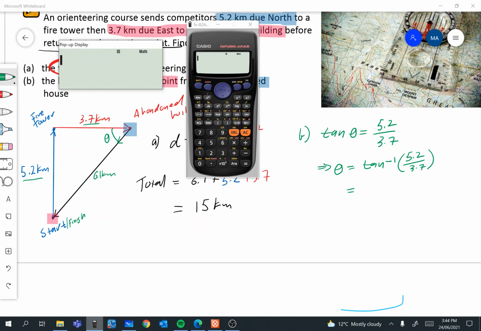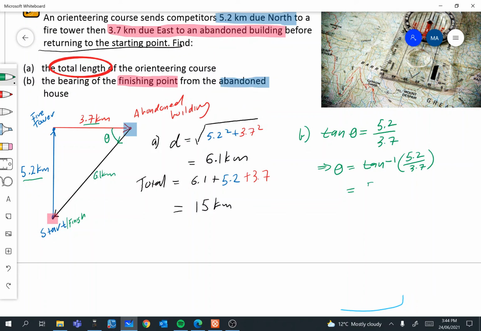I'm actually going to do this one because we need to convert to DMS. So just on the scientific calculator, shift tan, and then we have 5.2 over 3.7. So there is the decimal value, 54.566, and so forth. But I'm going to push this button here. You might be able to see me wiggling the cursor over that. That will change it into degrees, minutes and seconds. So it's actually 54 degrees and 34 minutes when we do that.